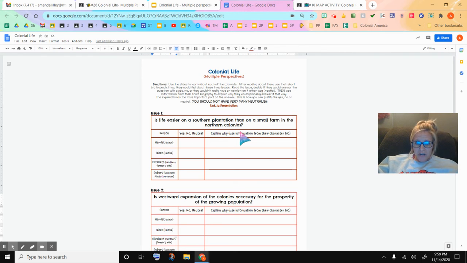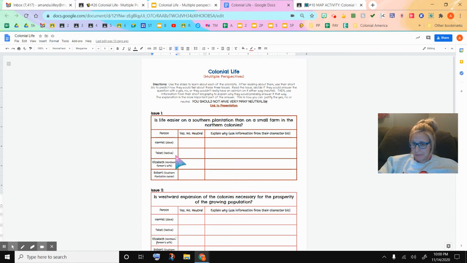So Harriet would be saying, is life easier on a southern plantation? No, it is not easier. If anything, it's harder. And you would just for that reason explain, like she talks about the backbreaking work in her bio, and even though she doesn't know about small farm life, we usually tend to think that our situation is tougher. I think it's safe to assume that she would think work on a southern plantation is harder.